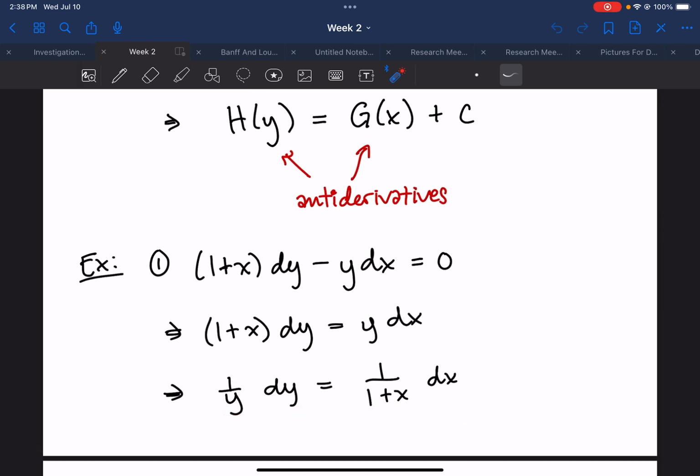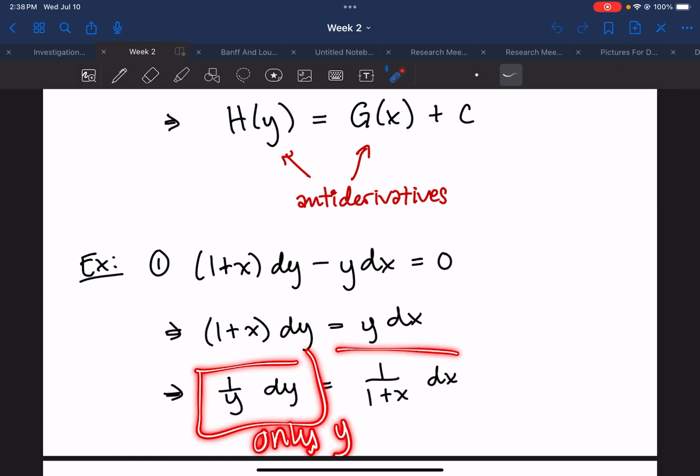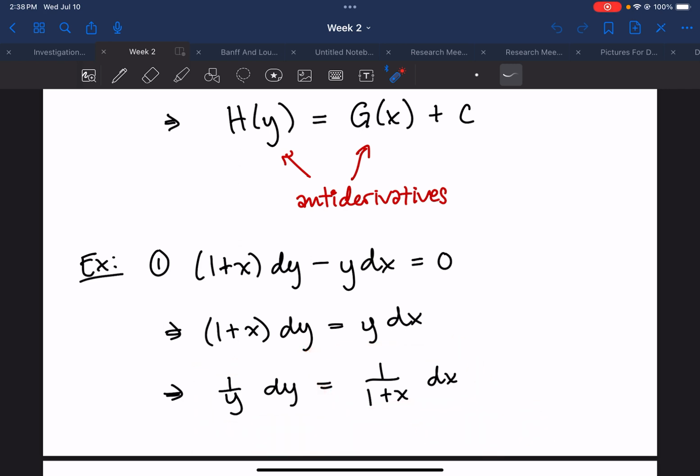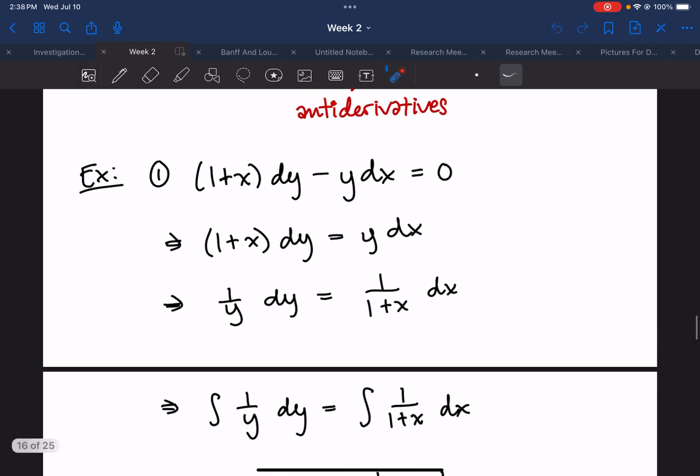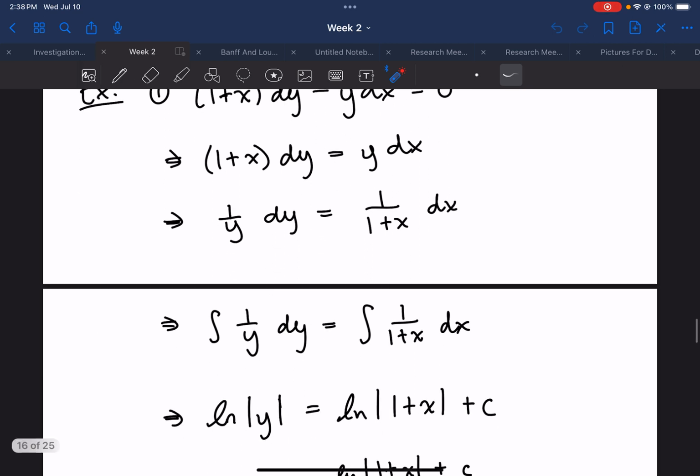Now, this side, only y's. This side, only x's. That's separated. We can now integrate both sides. That's what we do. We integrate both sides. Now the integral of 1 over y is the natural log of the absolute value of y.